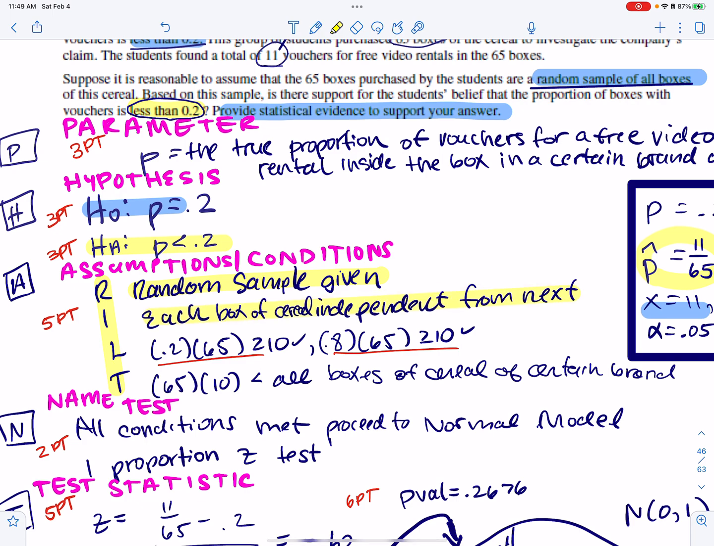So really, I'm explaining it. Each independent box is independent from the next. How do I know that? Because I have a random sample and I have an np and nq. Now, this is np and nq, where p is 20%. My n is 65, and my q is 80% because it's the opposite of 20. Both of those are greater than 10. This shows me that I can do my normal model.